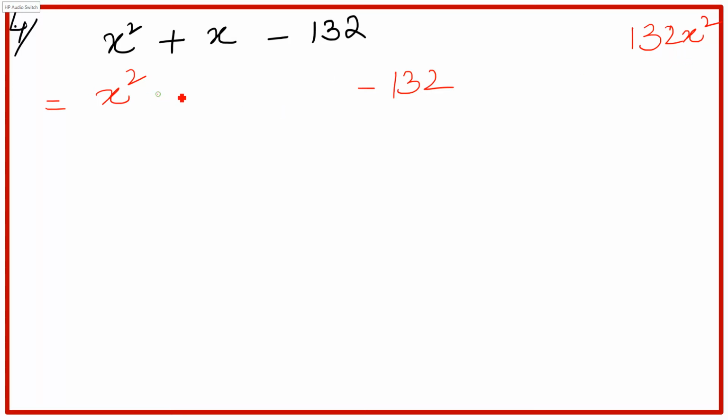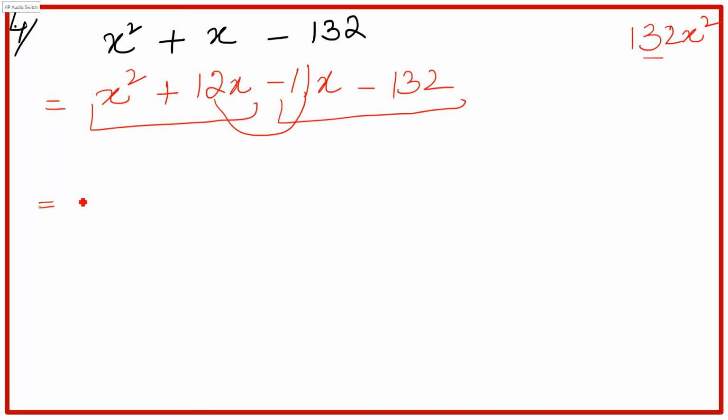So, okay, so we can write down 12x, negative 11x. See, 12x negative 11x, we will get positive x. 1x is remaining. But when we multiply 12, 11 times 132, x square, it is same. So it means these two terms are fine. Then we have to make these two sets and take common.